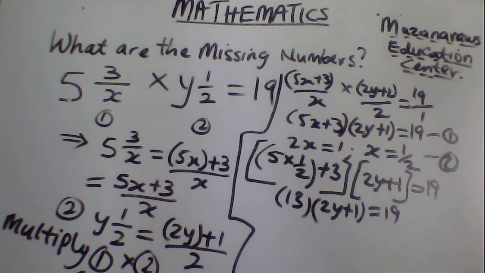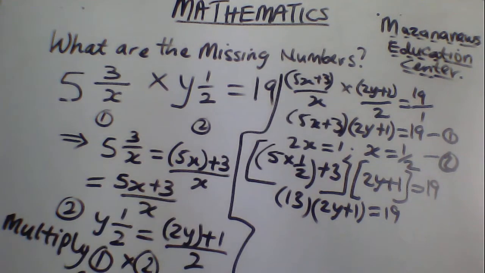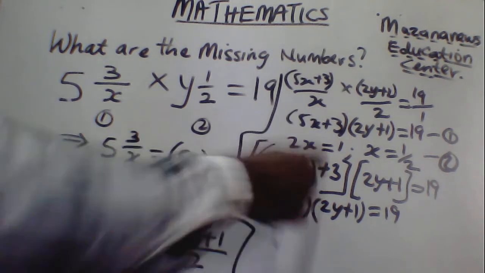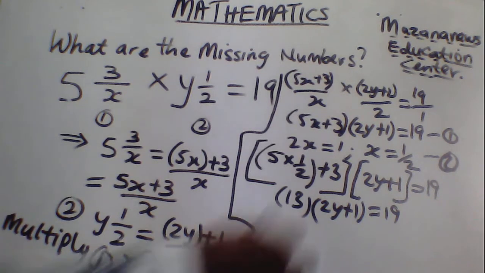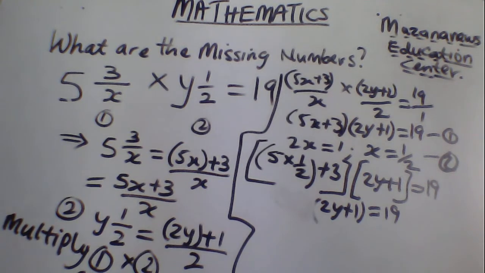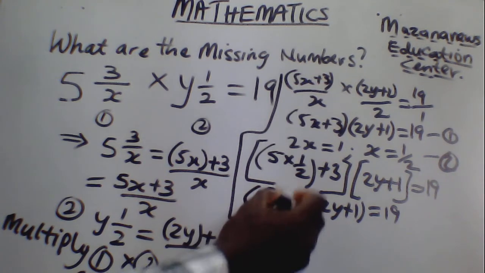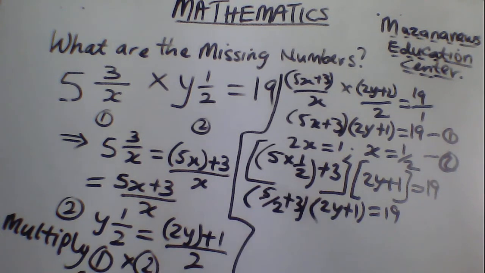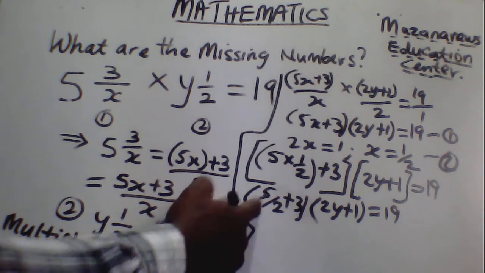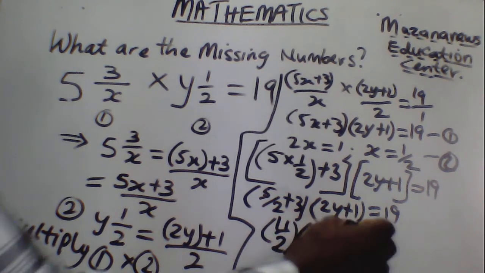Do you have any question? There's a problem here. Sorry, this means we made a mistake here. This is 5 over 2 plus 3, not 13. So 5 over 2 plus 3. So 2 times 3 will give us 6 plus 5, 11. 11 over 2 in bracket 2y plus 1 is equal to 19.